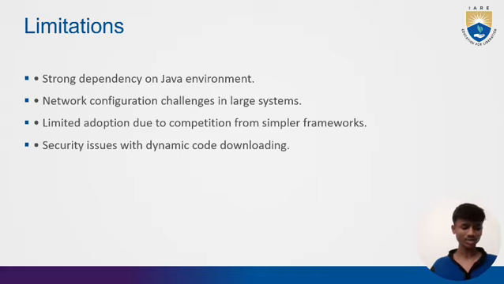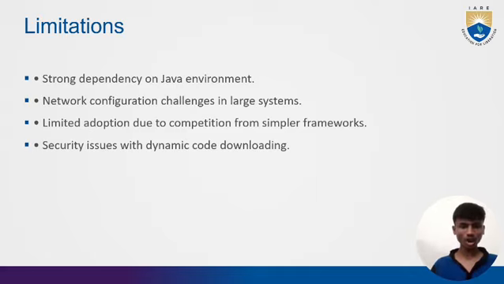Scalability limitations. Jini works well for small to medium dynamic networks, but scaling to very large networks with thousands of services can be challenging. Maintaining lookup services and event notifications at a large scale can be cumbersome. Obsolescence in the modern cloud ecosystem. Modern cloud native technologies such as Kubernetes, Docker, and microservices frameworks offer better service discovery, observability, and scalability. Jini is now mostly used for research or legacy systems, limiting its relevance.